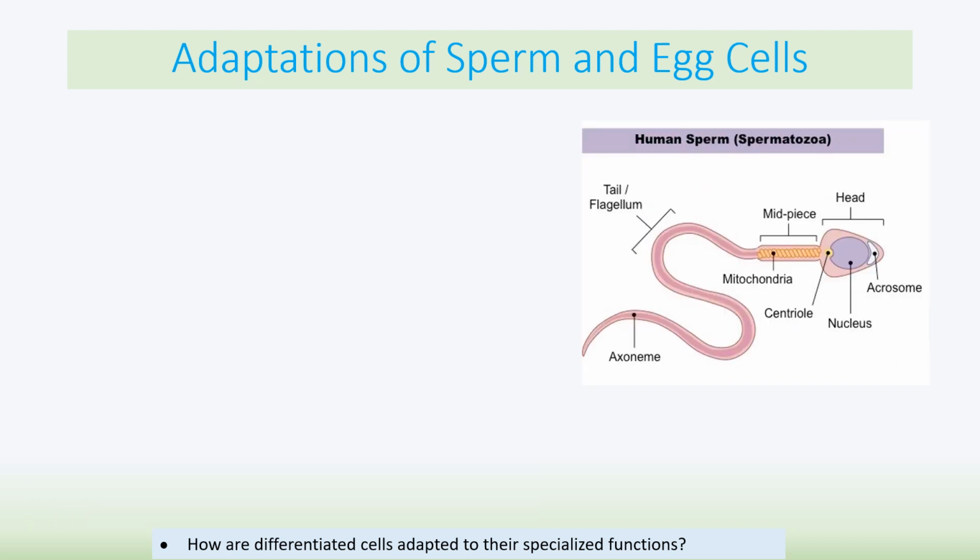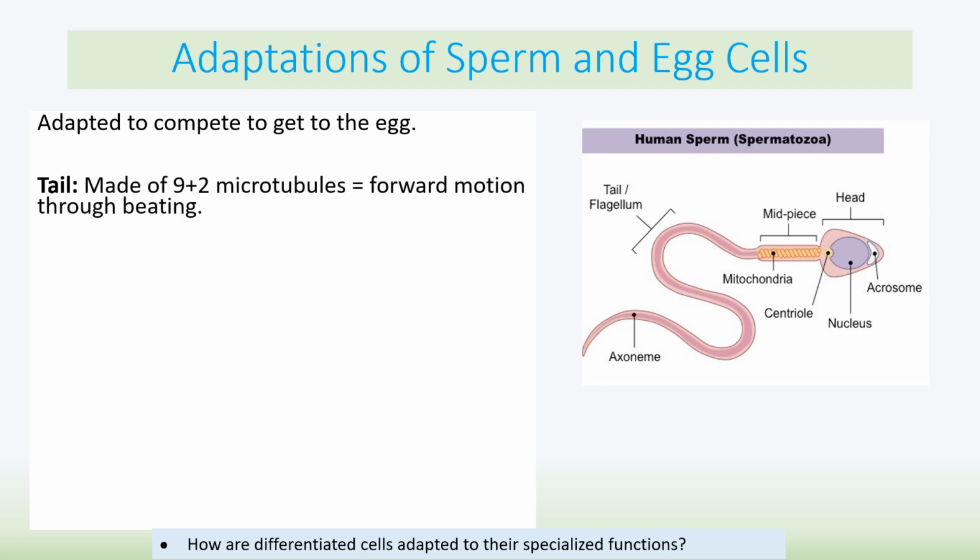The sperm cell is obviously a lot smaller, and it is adapted to get to the egg. So it has a tail, which we might also call the flagellum, and that has what we call the 9+2 formula of microtubules, which beat, making a forward motion as you would expect. It has a mid-piece which contains all the mitochondria, which obviously release ATP, allowing the movement of the flagellum so the sperm can get to the egg.